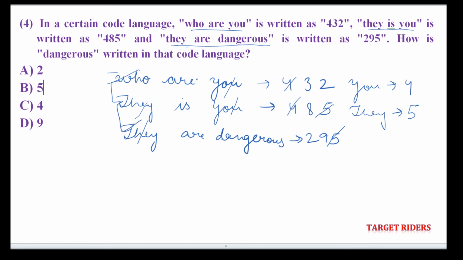So which word is the same? 'Are' is the same in both lines, and in the code 2 is the same, so 'are' is coded as 2. And according to the question we find the code for the word 'dangerous' in the third line. Then the code for 'dangerous' is 9, because 9 is left in this line, so option D is right for this question. These are the different types of questions for coding and decoding.